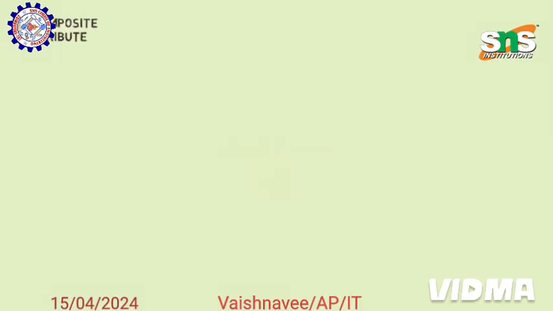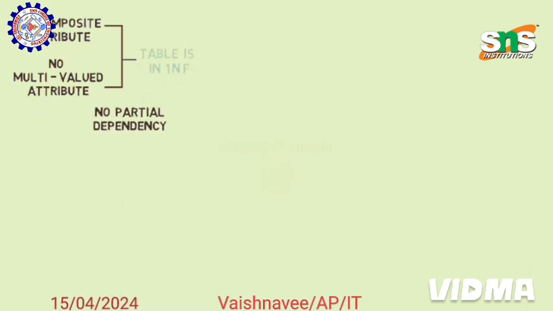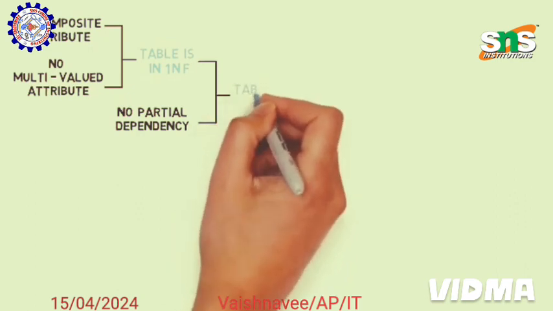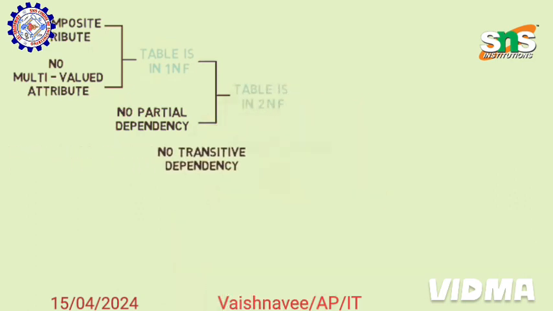Now let us see about the Boyce-Codd normal form. If a table does not have any composite attribute and multivalued attribute, then these two conditions mean that the table is in first normal form. If the table does not have a partial dependency and it is in first normal form, then these two conditions mean that the table is in second normal form.